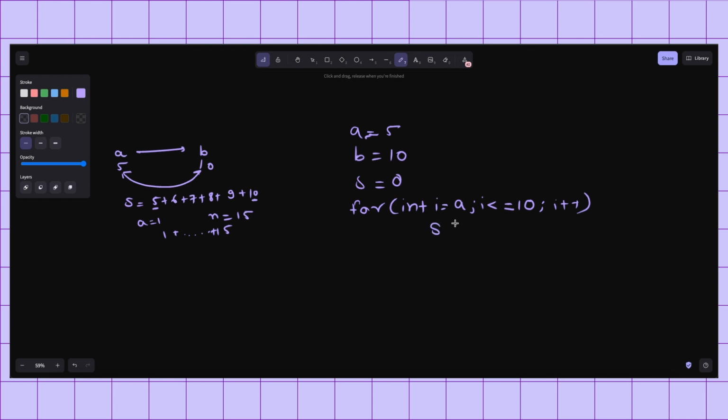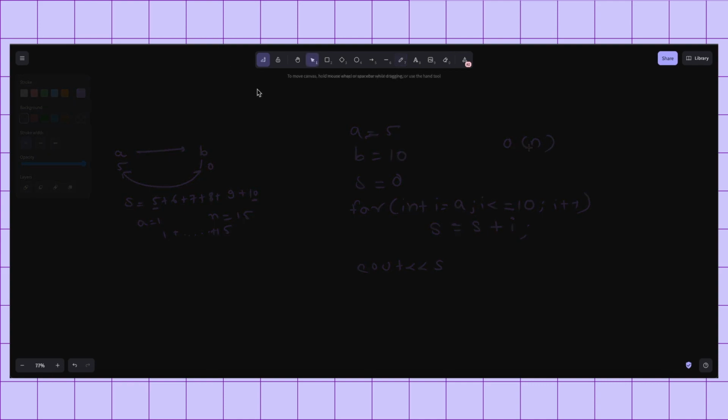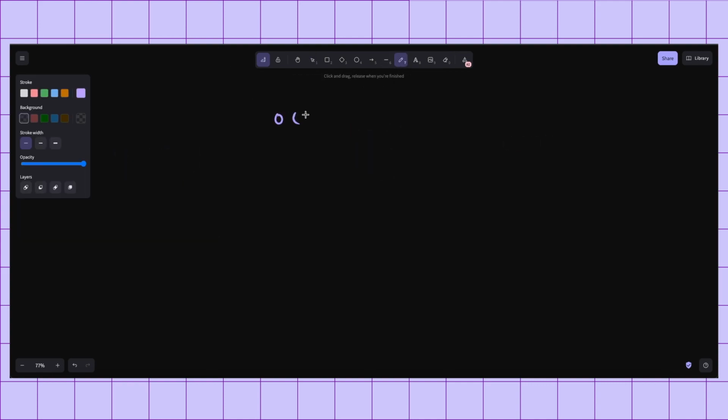And we will need to do sum equal to sum plus i, and at the last we can print the sum, and we will get our output. This is the better solution, and it will take time complexity of big O of n. The previous problem was taking big O of n time, and we will need to reduce this time to big O of 1 so that our solution will be more optimized.